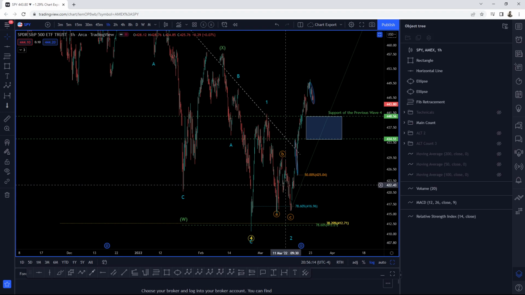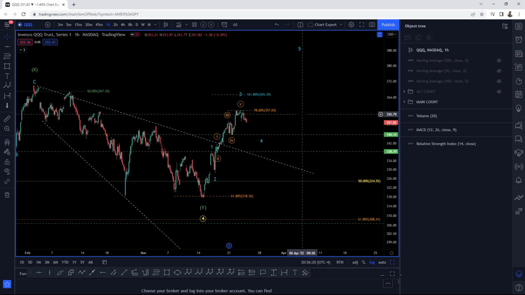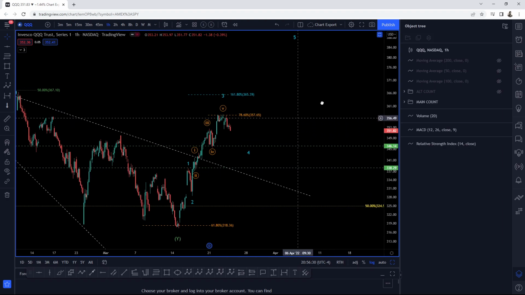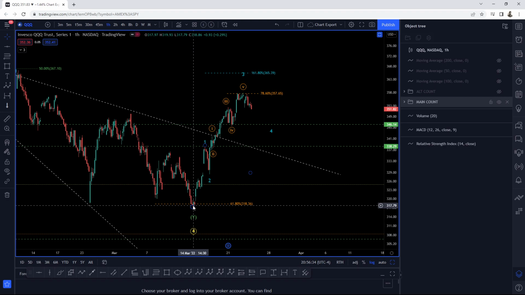Now I know that you guys may be asking yourselves, shouldn't these two charts be in sync? Not necessarily, guys. We don't always have to be in sync. One can be lagging, the other one could be leading. In this case, we see that the SPY is the one that's leading the count to the upside. Now the wave 4 here completed on March 14th.